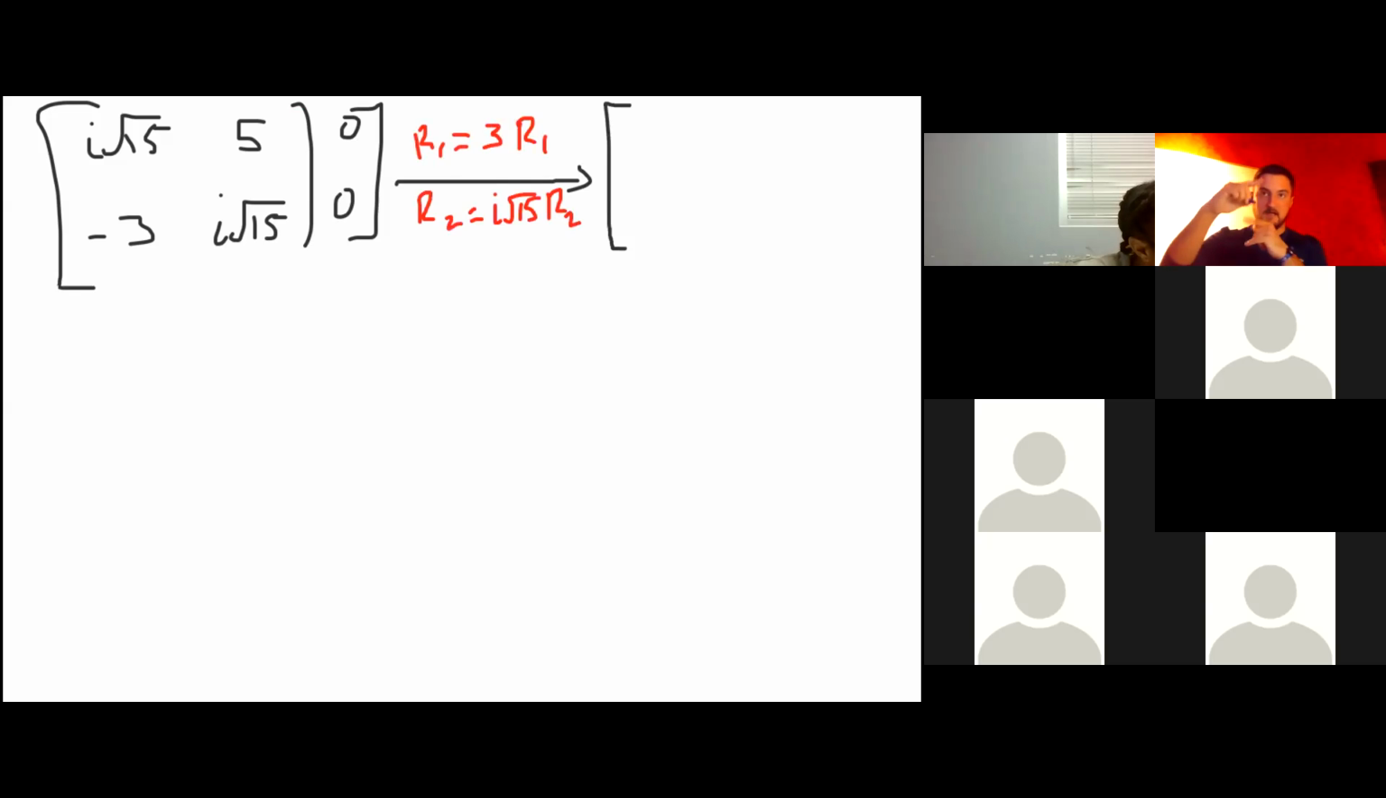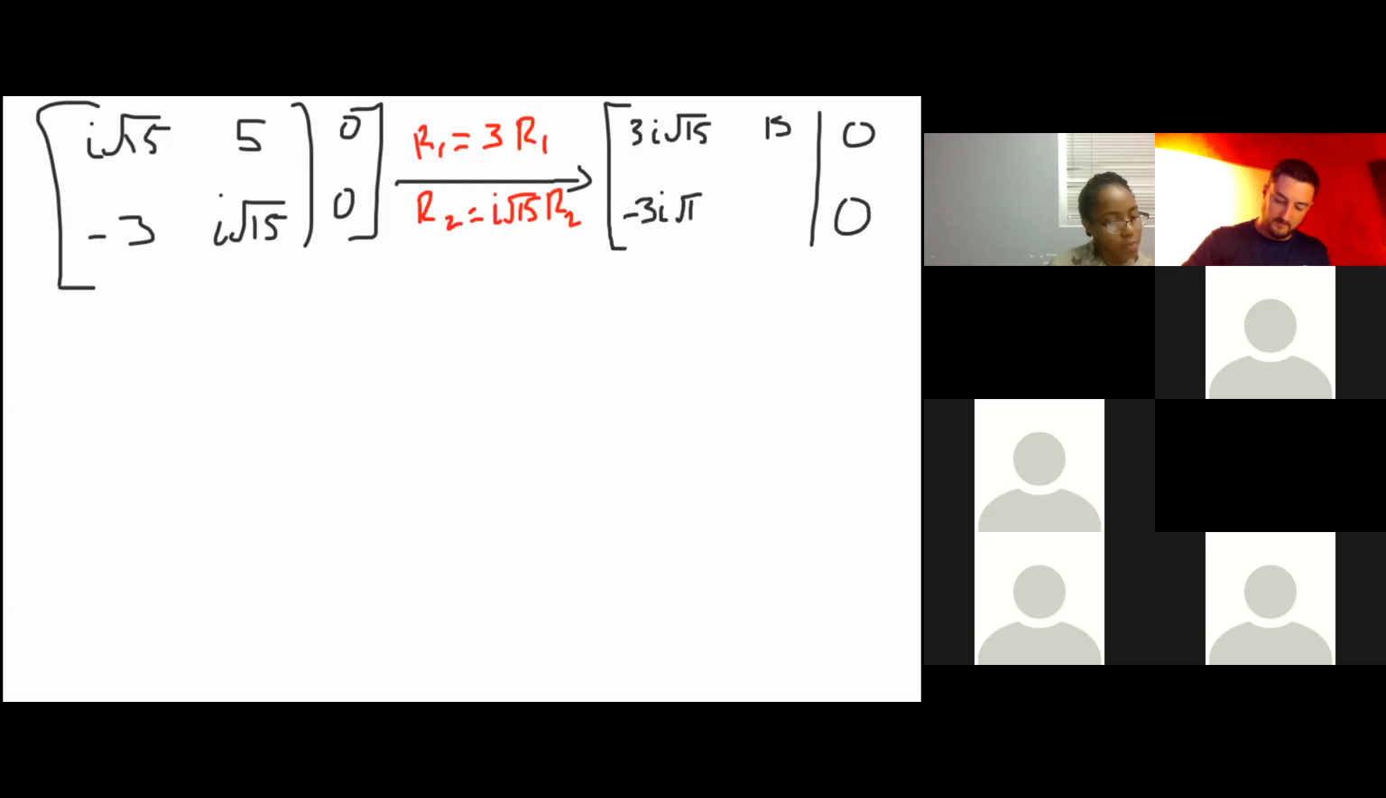So I can get those numbers to be the same. Then I'll have a 3i square root of 15, 15, 0, negative 3i square root of 15. And then, question for everyone, just coming off to the side to do that last calculation: what is i square root of 15 times i square root of 15 going to be?